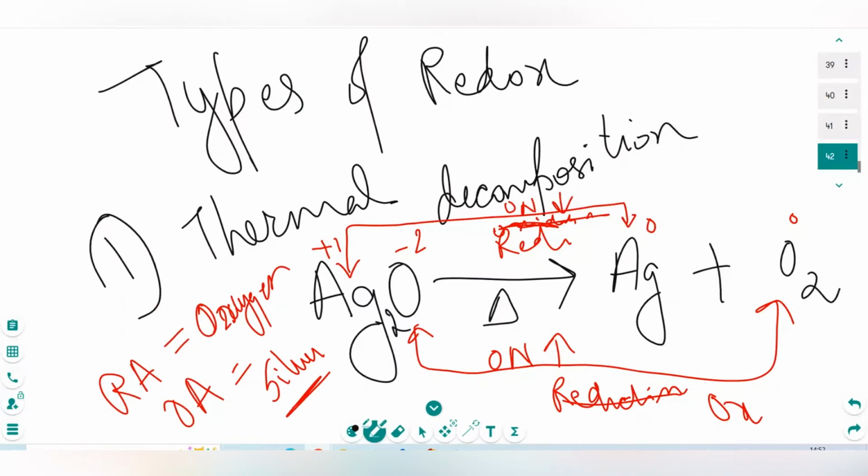Now, Swapna, I told you that I am teaching you types of redox reactions. This was one type, thermal. Why thermal? There is a compound, you heat it and it breaks. It broke as soon as you gave the heat into silver and oxygen. Silver and oxygen got separated.